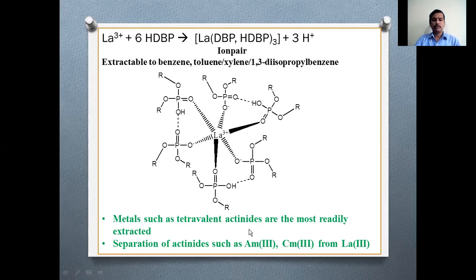So in this way, metals such as trivalent actinides are the most readily extracted by using this HDBP reagent. And not only can these trivalent actinides be extracted, but also the separation of actinides such as Am3, Cm3 from lanthanum 3 can be easily done. This americium or curium can be easily separated from lanthanum 3 by using this particular chemical reaction followed by the extraction process.